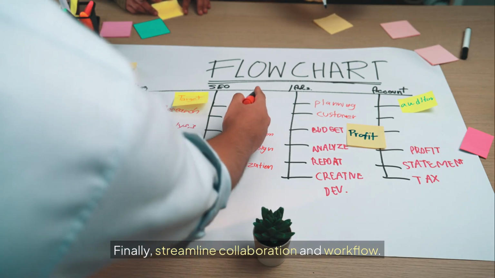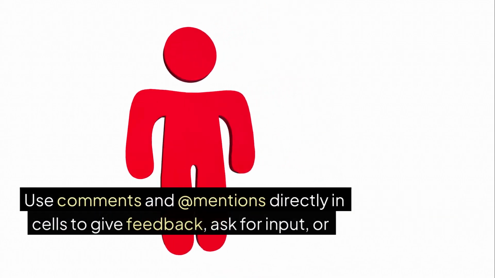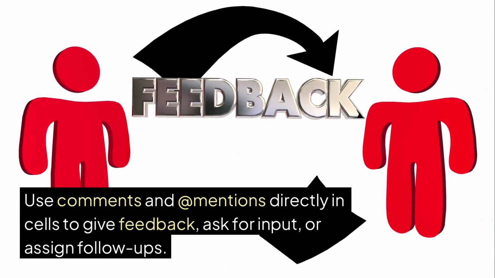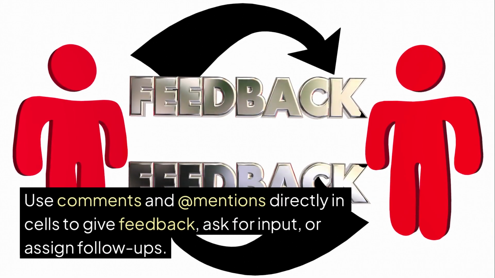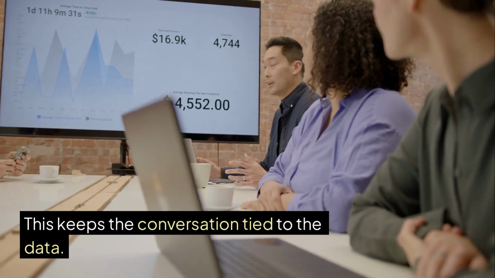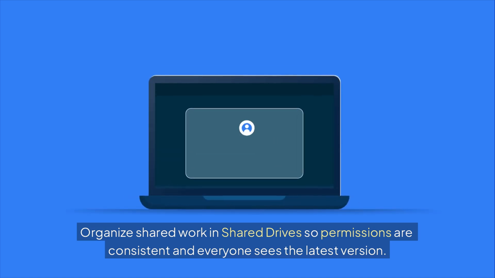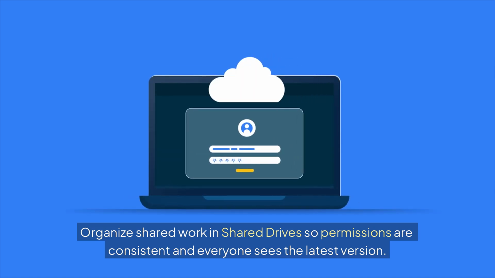Finally, streamline collaboration and workflow. Use comments and @ mentions directly in cells to give feedback, ask for input, or assign follow-ups. This keeps the conversation tied to the data. Organize shared work in shared drives so permissions are consistent and everyone sees the latest version.